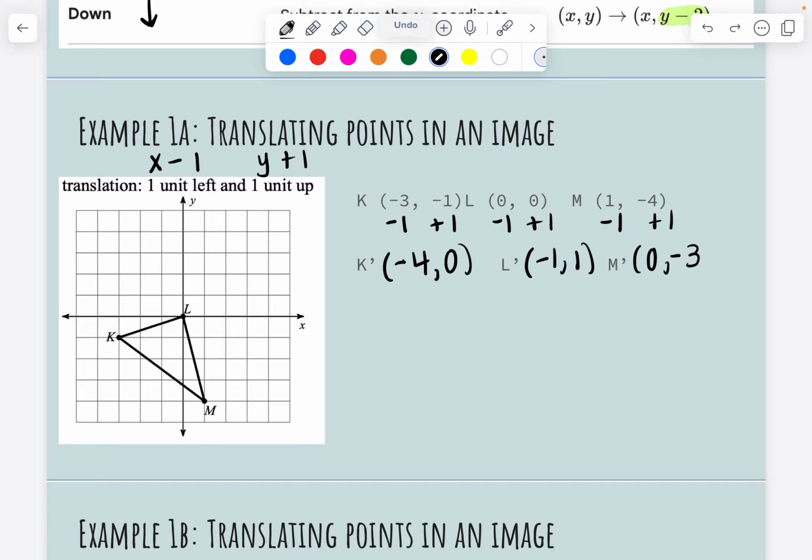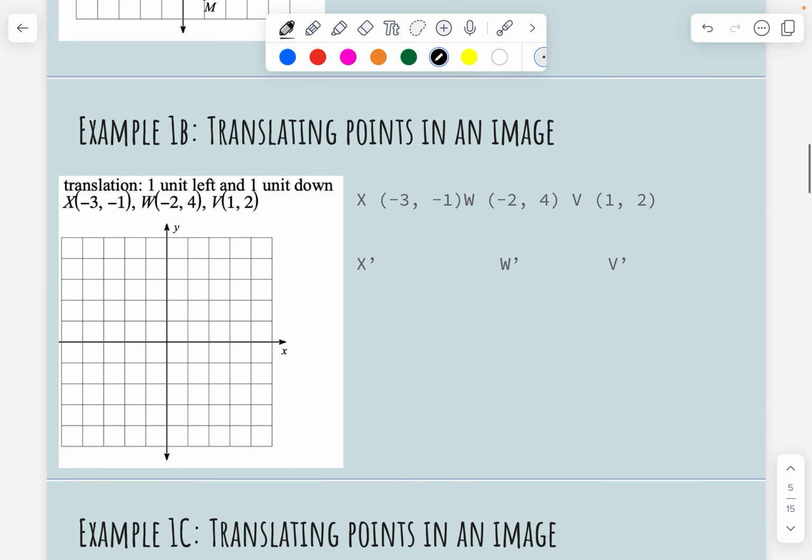We call these points K prime, L prime, and M prime. That little apostrophe just means what happens after it's been moved, or after it's been transformed. So K prime is my new point after it's been shifted left 1 and up 1. L prime is after it's been shifted left 1 and up 1. M prime is after it's been shifted left 1 and up 1.